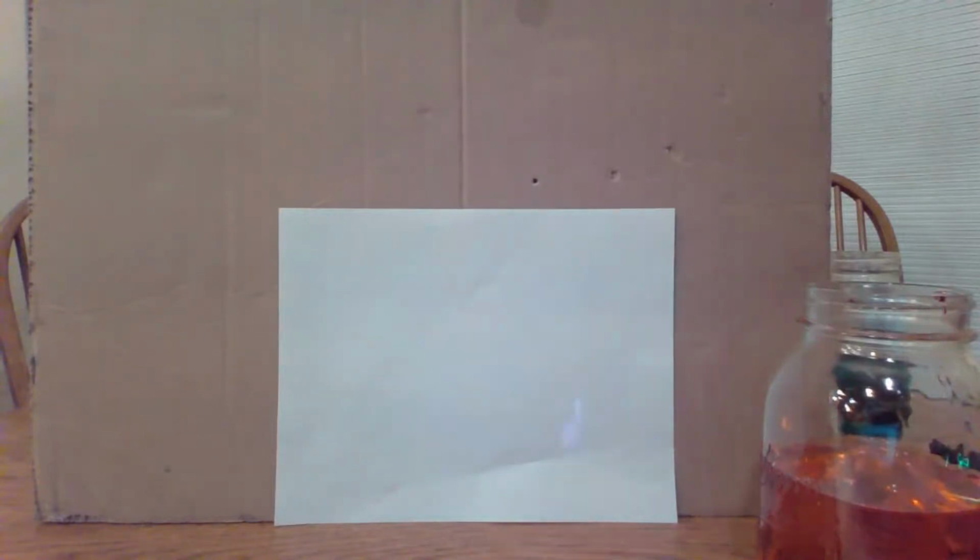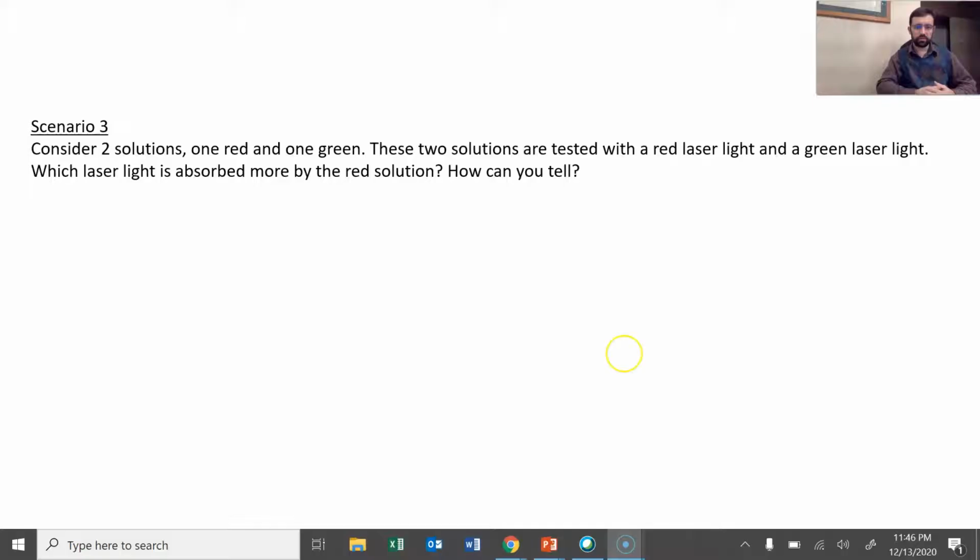So the green laser is blocked, so to speak. It appears to be blocked by the red solution, and the red laser seems to be blocked by the green solution. So let's talk about why this is.